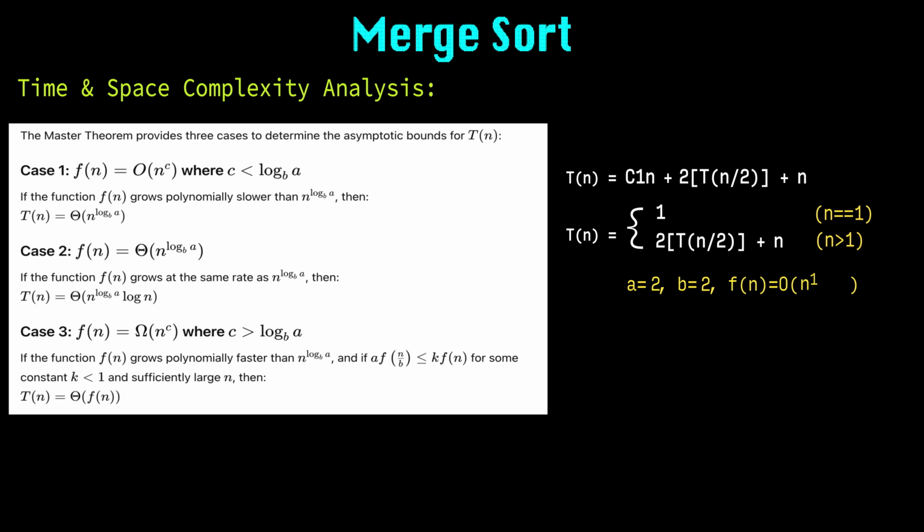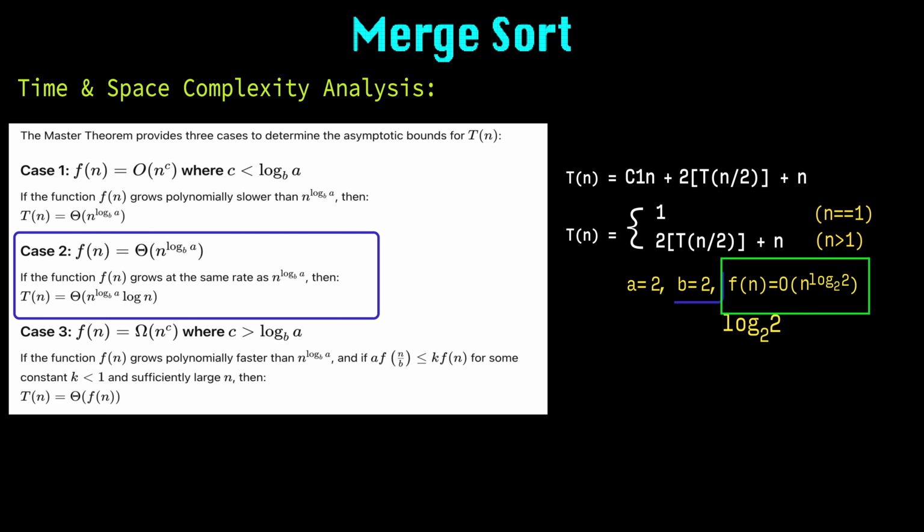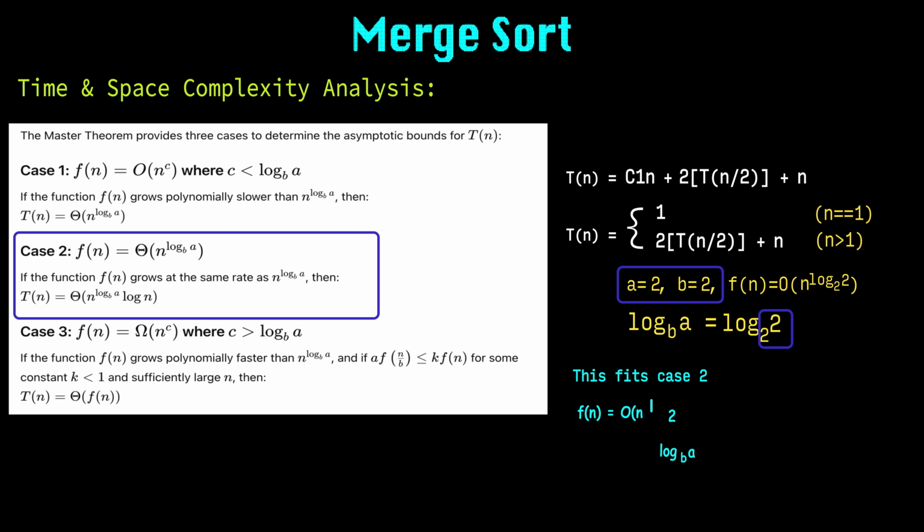Coming to the second case, f(n) equals theta of n^(log base b of a), right? So if we fill in the variables a and b for this case, f(n) is equal to O(n^(log 2 base 2)), right? And this gives f(n) equal to O(n^1), which satisfies case 2, right? So hence if we fill in our function, T(n) is equal to O(n^(log a) · log n), which is equal to O(n log n). So from next time onwards, whenever we face these divide and conquer algorithms and want to analyze that problem, you can blindly say the time complexity is n log n, okay? Here n is the input size.